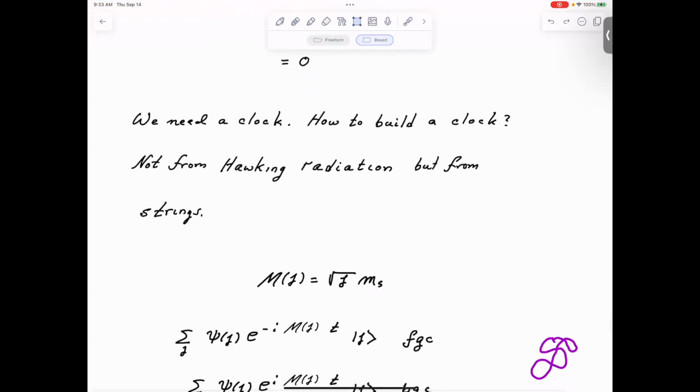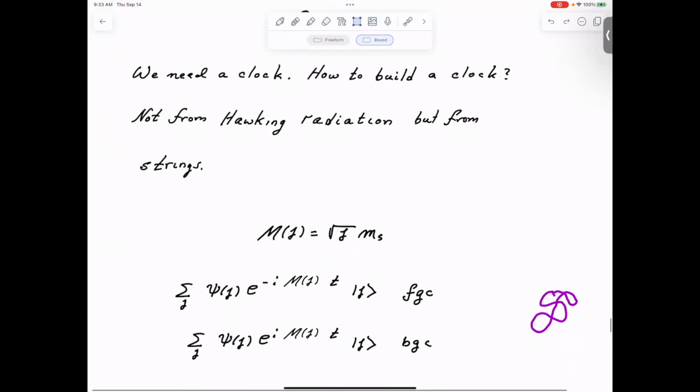What makes clocks? Things of order the string scale. Clocks are made out of strings. If particles are made out of strings and clocks are made out of particles, then clocks are made out of strings. Or let's put it this way: the energy scale associated with clocks, ordinary clocks, is the energy scale associated with the microscopic or string scale.